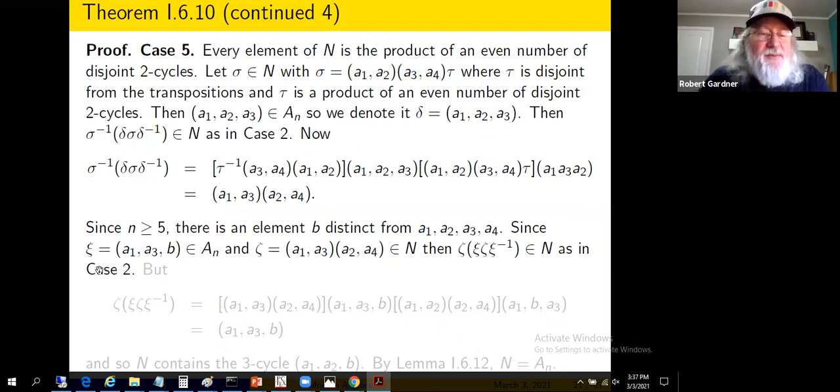Xi is how that's pronounced commonly. Xi is the 3 cycle, A1, A3, and B. Zeta is the 3 cycle, A1, A3. I'm sorry, the product A1, A3, and A2, A4. This thing we had up here.